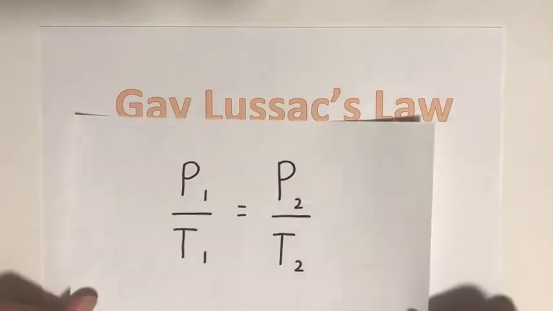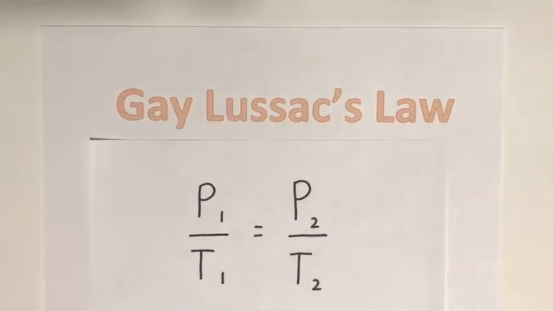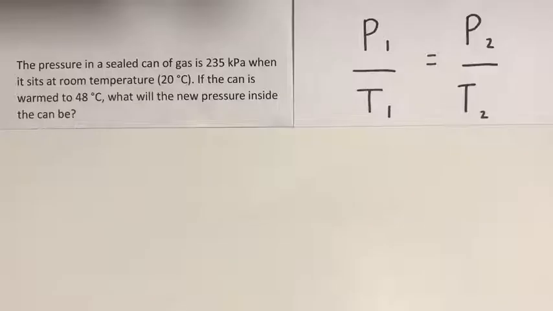The Gay-Lussac equation is the initial temperature over pressure, which equals the second temperature over the resulting pressure. Now, let's jump right into our first practice problem and learn how to find any pressure and temperature with specific given values of pressure and temperature.